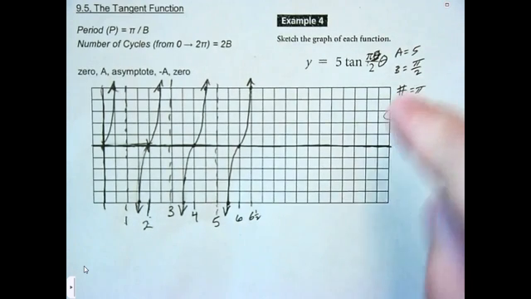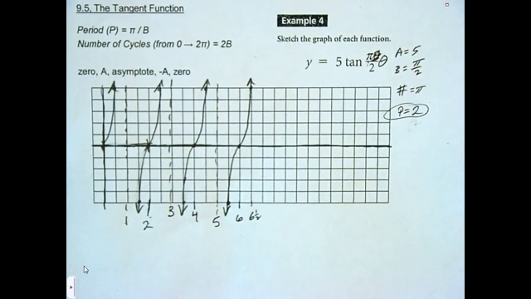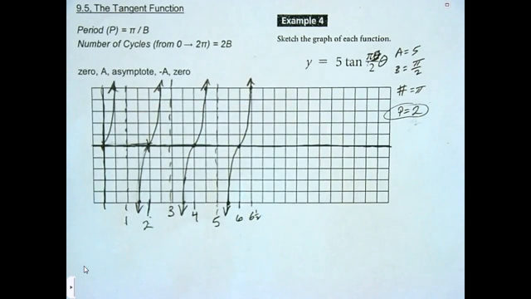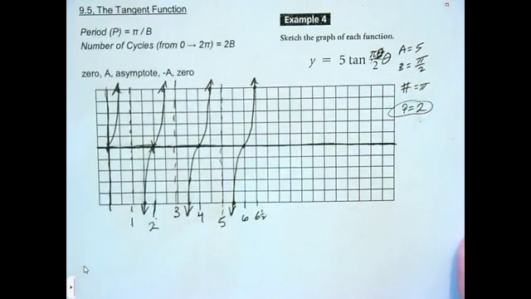The number of cycles is pi. That means 3.14 cycles. We need to go from 0 to 2 pi. That's what I asked us to graph. 6.28 is 2 pi. Okay? It's just saying each cycle has a length of 2. Oh, I need to do pi cycles. I graphed one too many.